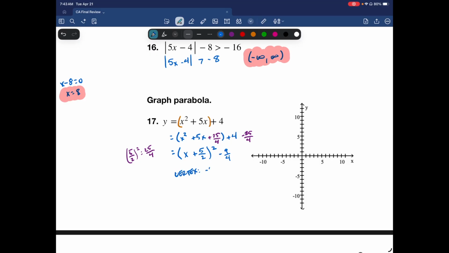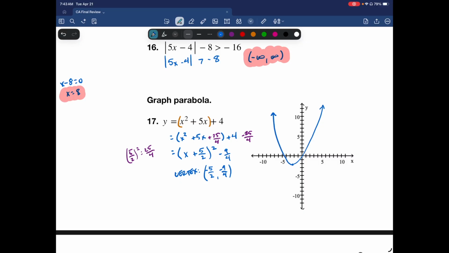Negative 5 over 2, negative 9 over 4. That's my vertex. And the original leading coefficient of x squared was positive 1, so it's going to open up. So let's see, negative 5 halves, negative 9 fourths. It's going to be negative 2 1/2, negative 2 1/4. This is going to be about right there. And we're opening up. Just going to look something like this.